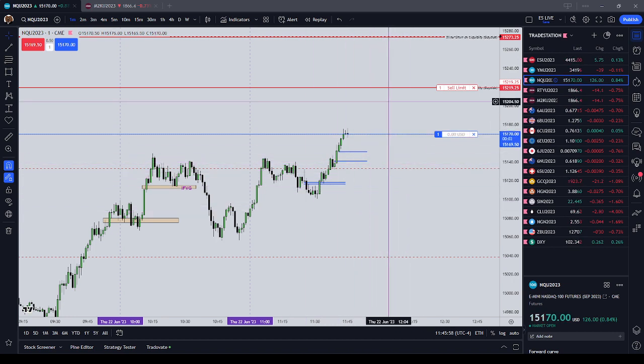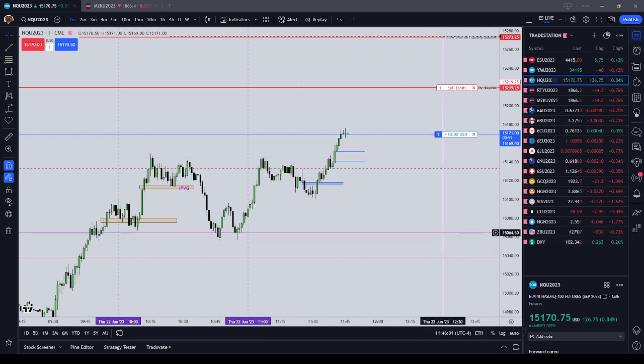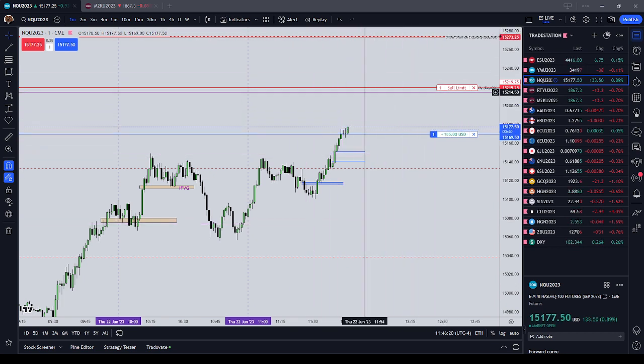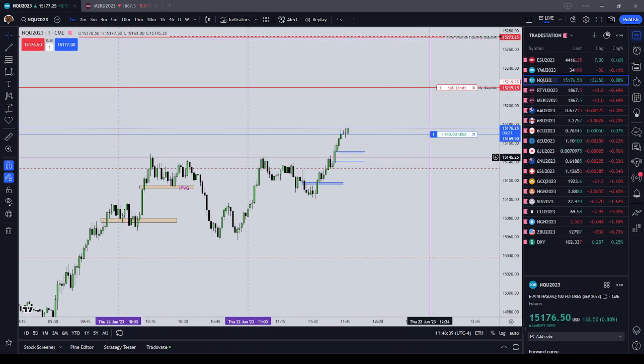The key, folks, is the draw on liquidity. It's not the PD array. The key is the draw on liquidity. You'll make money even with bad entries if you have the draw on liquidity correct. Really, the entries, if they're optimal, are just icing on the cake. Nothing more important than the draw on liquidity. The draw on liquidity is the determining factor. So, that's what you have to know.